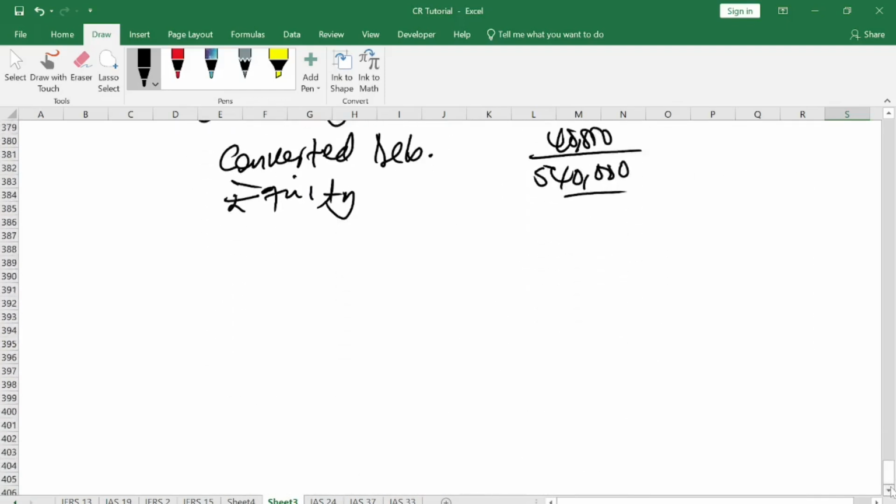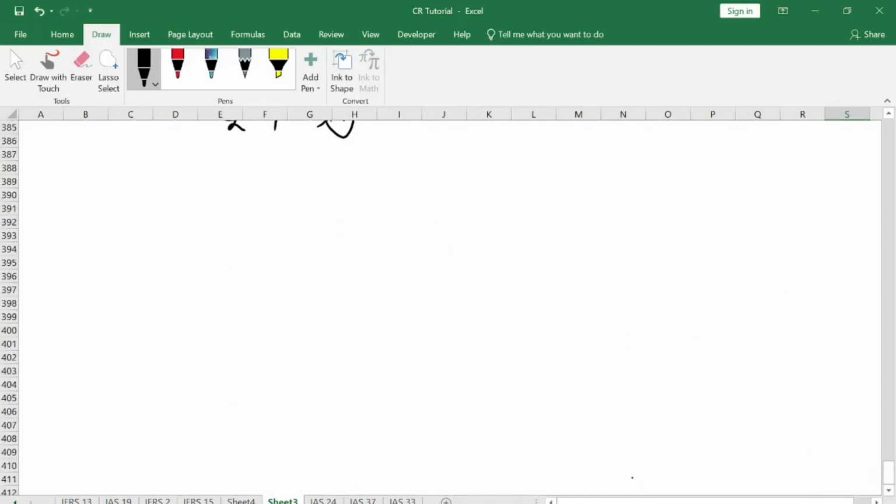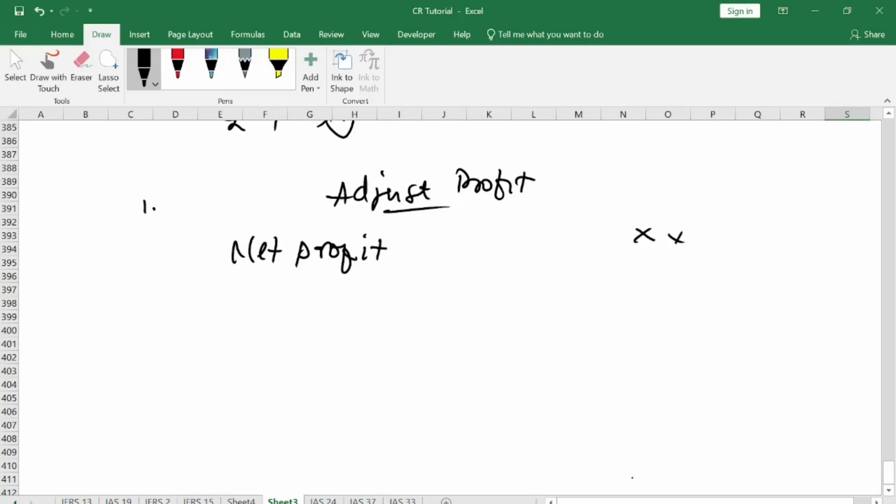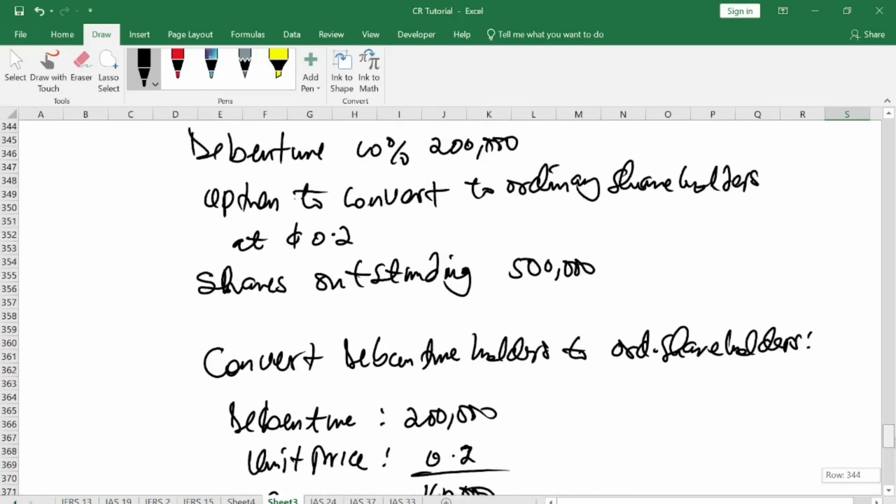Let me show you the steps of calculating to determine the dilution of earnings per share. One, you find your adjusted profit. How do we adjust for it? You will have your net profit here. Then you add loan interest. Now watch here, you add loan interest.